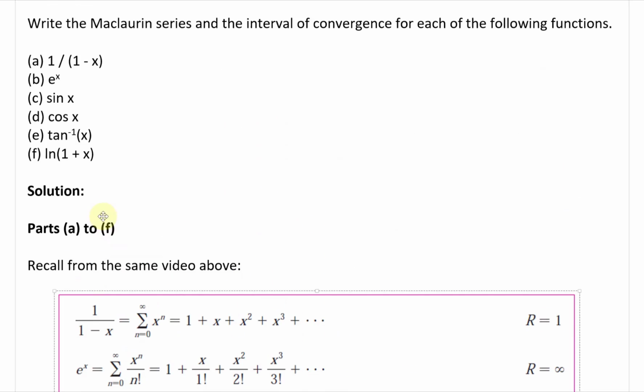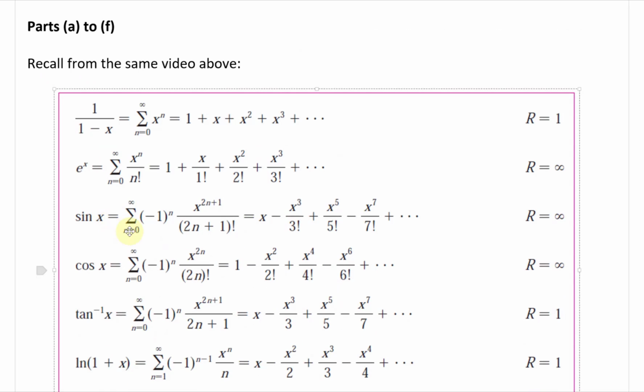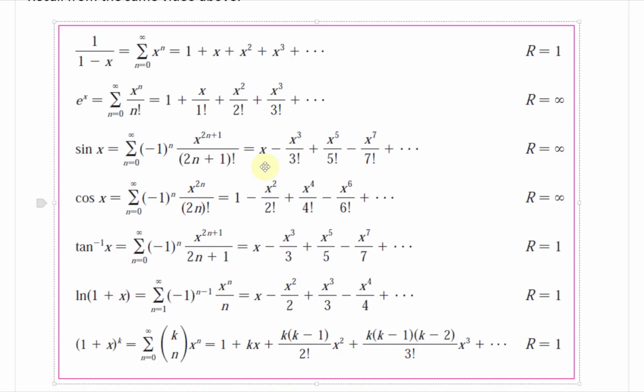And now the next one is sine of x. Sine of x is the summation from n equals 0 to infinity of negative 1 to the power of n times x to the power of 2n plus 1 divided by (2n plus 1) factorial. It looks like x minus x cubed over 3 factorial, so it skips one each time, then plus x to the 5 divided by 5 factorial, then a minus. It's alternating, and you're going by odd powers and odd factorials.